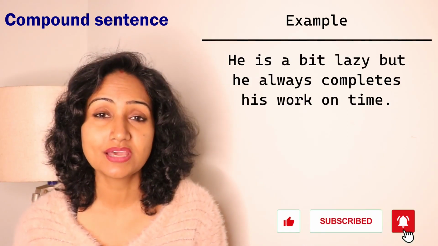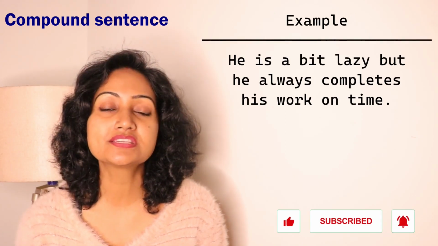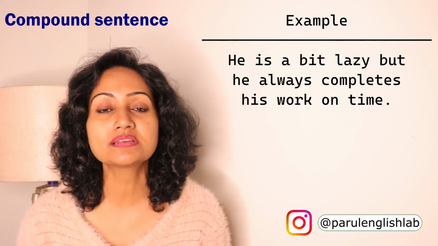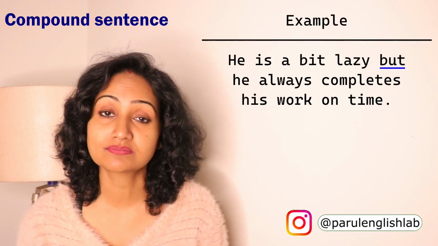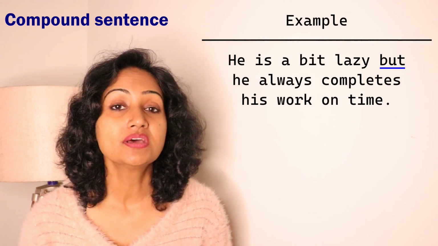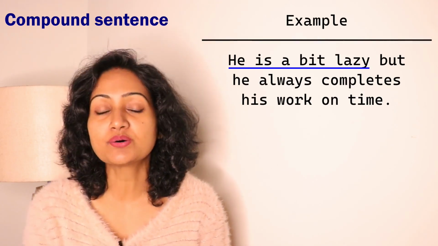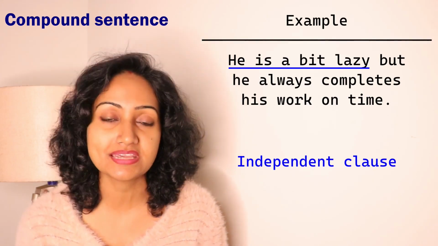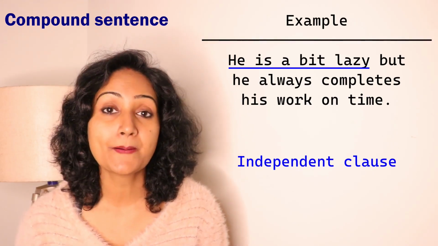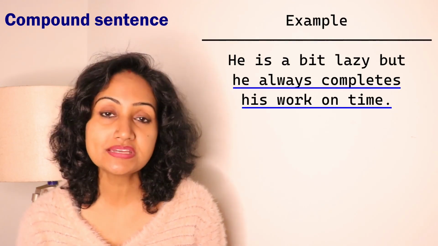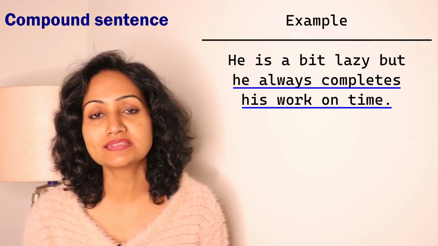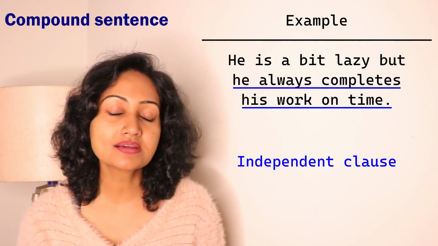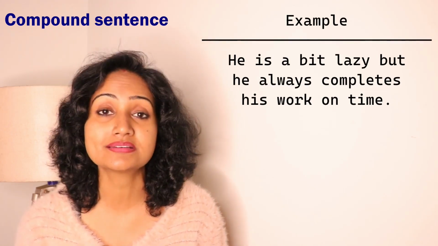He is a bit lazy, but he always completes his work on time. So here we are connecting two independent clauses by but, another coordinating conjunction. So he is a bit lazy. It's a complete clause. It is an independent clause. It has a meaning. So he is a bit lazy, but he always completes his work on time. Again, it's an independent clause. So here two independent clauses are connected by a conjunction that is but.